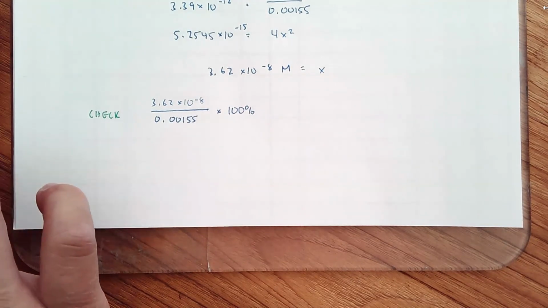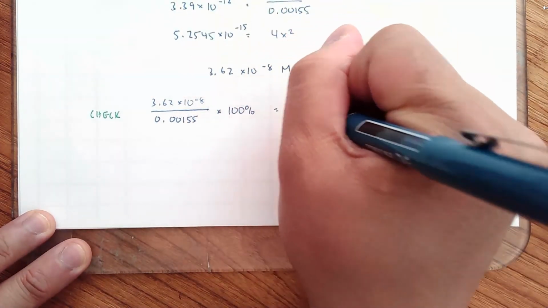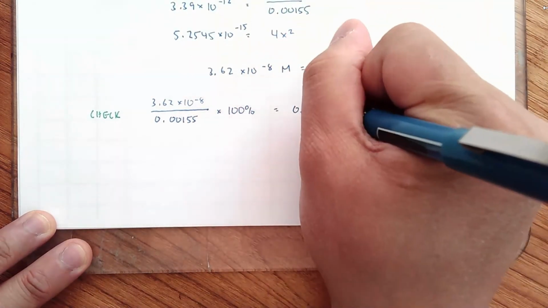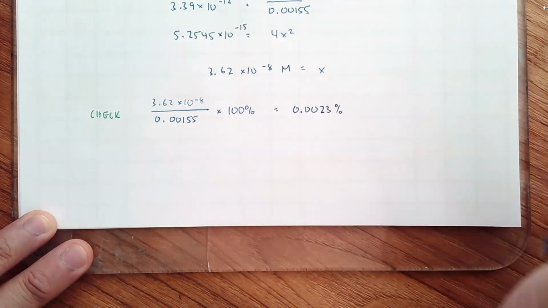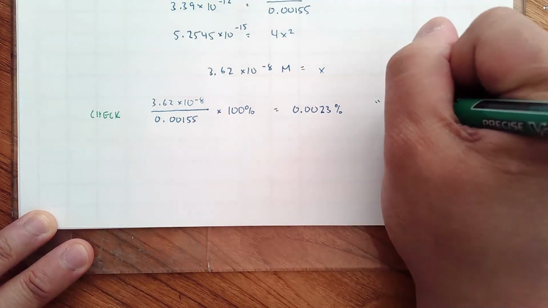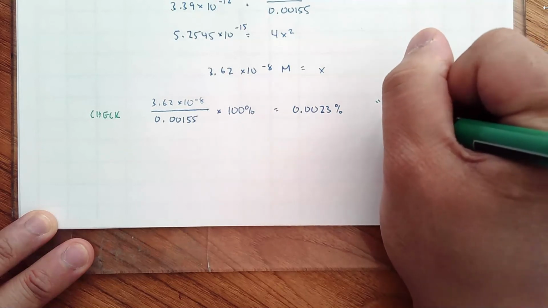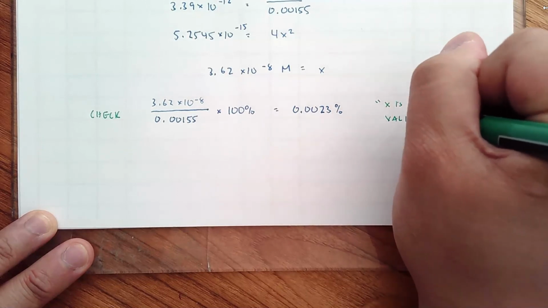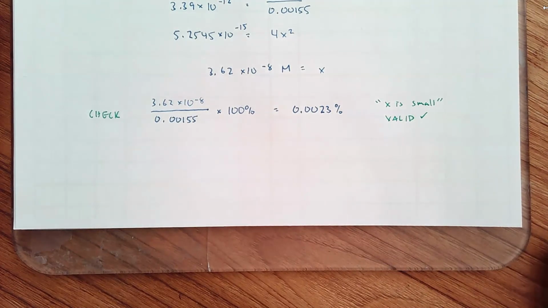And let me get out of scientific notation. And it's low. It's 0.0023. And that's after I multiplied by 100. So this is the percent. So again, I'm going to tell my grader x is small. Valid. It is fine that we use the x is small shortcut or the approximation.